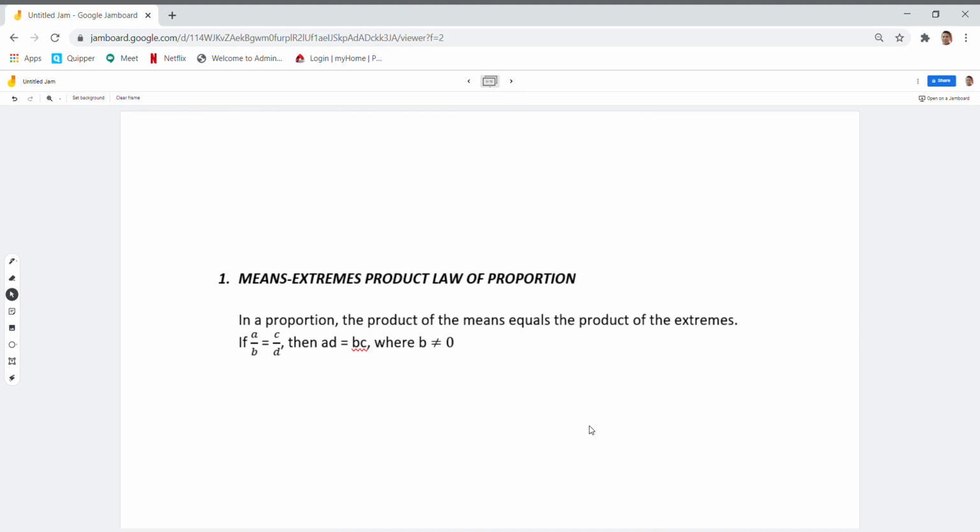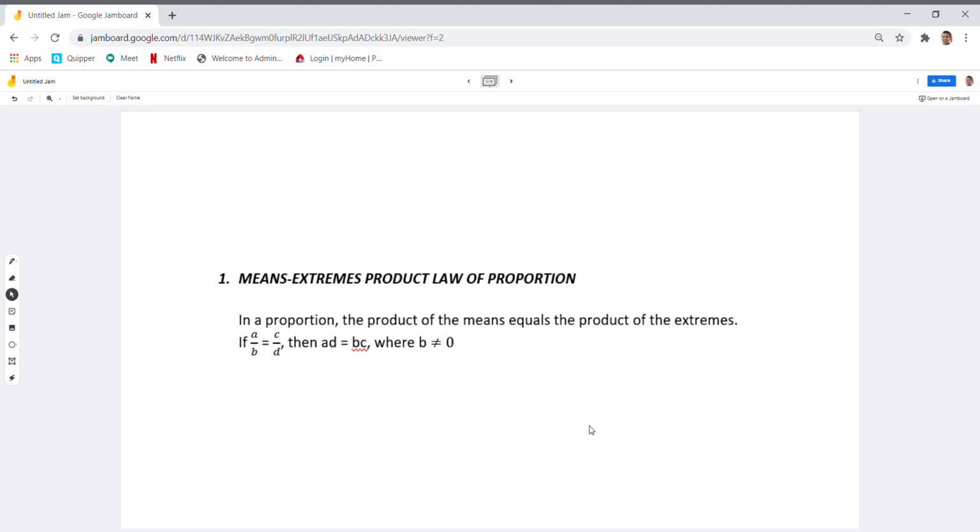The first one is the so-called fundamental law of proportion, since it's the usual law that is introduced to us by our teacher to check whether two given ratios are equal or is a proportion. Here it's called the means extremes product law of proportion. In a proportion, the product of the means equals the product of the extremes.